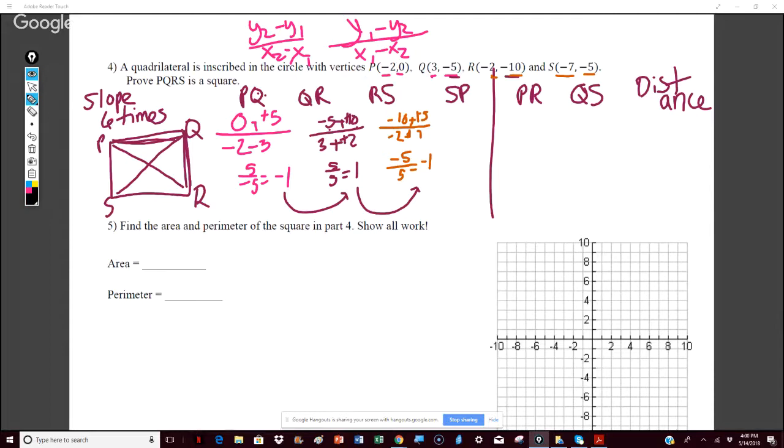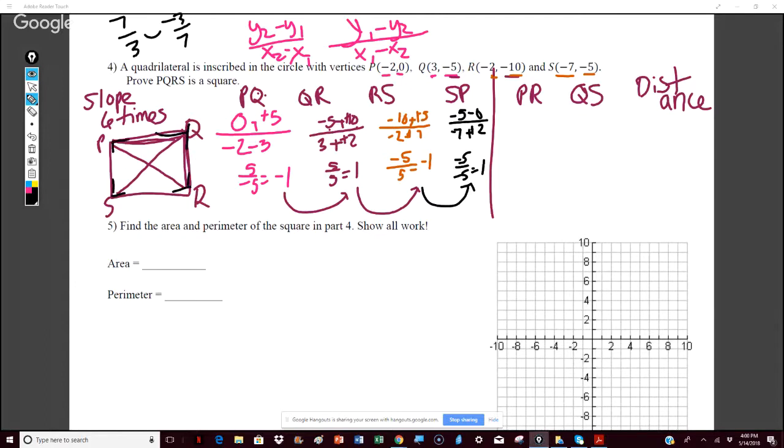Now, it doesn't have to be 1 on the test. If you had 7/3 and it switched to -3/7, that's also perpendicular. It just happens here that we're getting 1 every time. Now I'm going to do SP. So I've got -5 in the numerator minus 0, then I've got -7 minus -2. This becomes positive. So you've got -5 divided by -5, which equals 1. So now we've proven that these are all perpendicular, that they formed right angles.